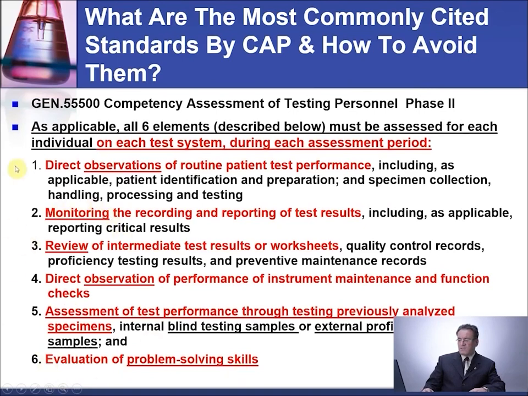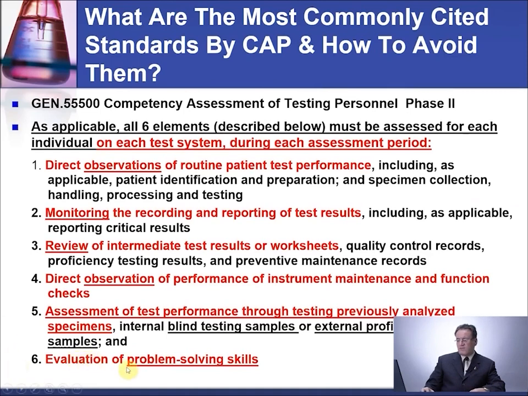Look at these requirements here. For number 1 and number 4, it says direct observation. That means you have to see with your own eyes. You have to observe. For number 2 and 3, you have to review documents, maintenance, or QC, or whatever is required, critical results. For number 5, if you are participating in PT, then you can use the PT for that. If the technologist did not have a chance to do the PT, then you need to give them previously analyzed samples or blind samples.